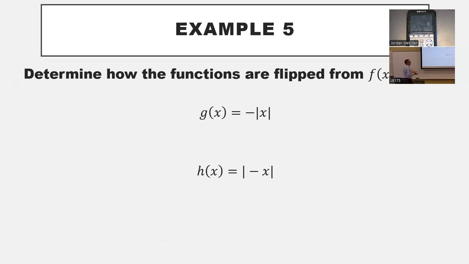All right. So let's take our base function of absolute value of x. If I look at g of x, which is equal to negative the absolute value of x, is that flipping across the x or the y-axis? X-axis, yeah. We go from positive y values to negative y values. So that is a flip across the x-axis, or a reflection about the x-axis, that g of x is. h of x is a reflection across the y-axis.